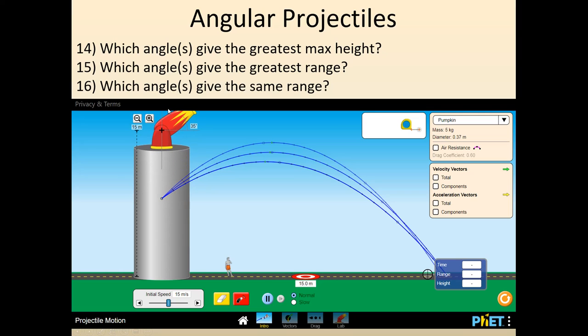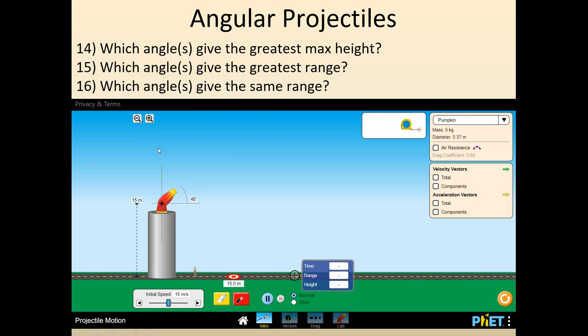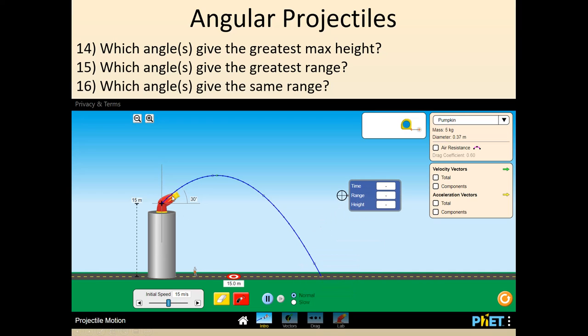But I can keep doing this for higher and higher heights and see what I end up getting. So this would be 45. I think I'm starting to get to a point where I can't really see the values too well. 35, 40, and then let's do 30. And we can already see that 30 and 35 end up going a lot further than 40 and 45 did previously.